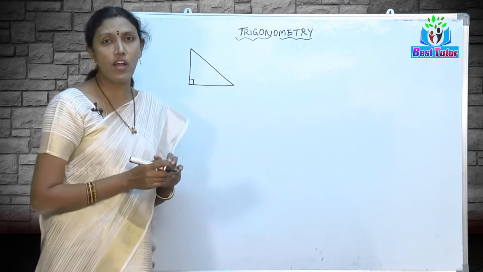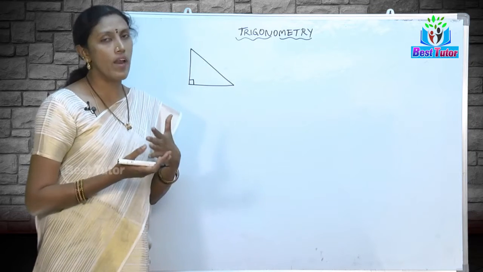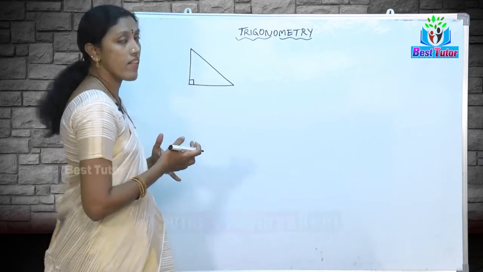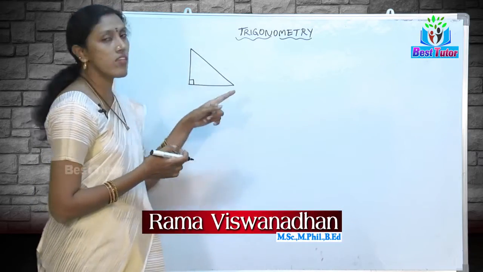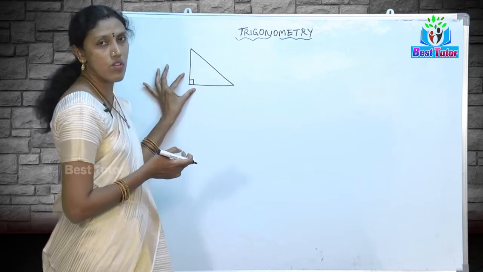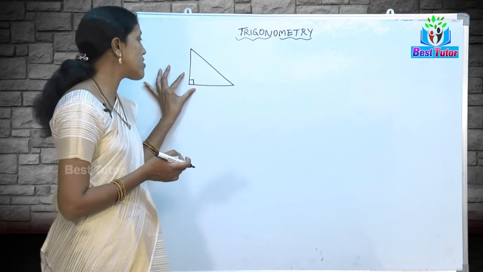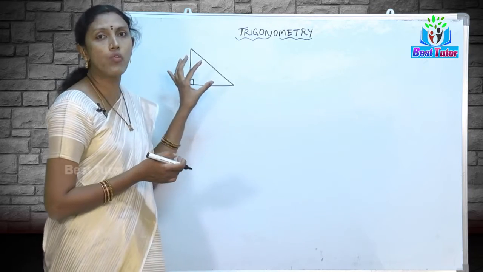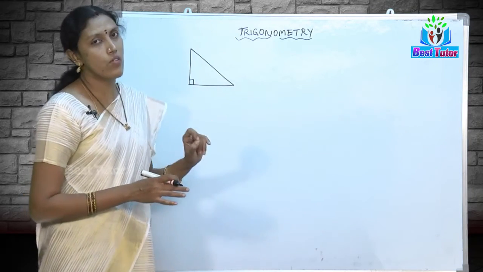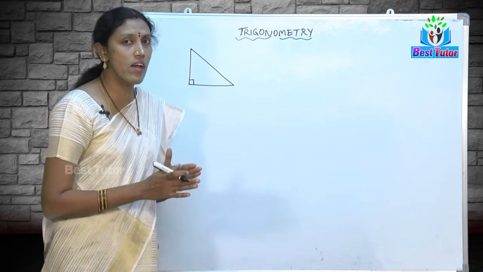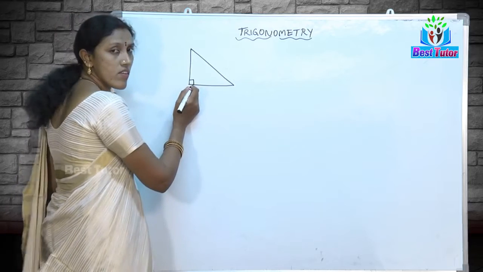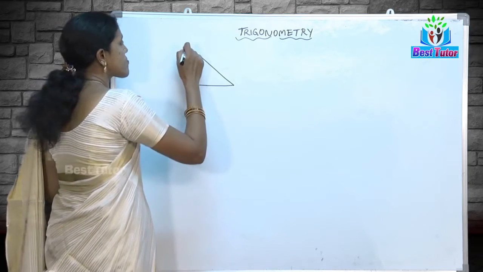Can a triangle have more than one angle whose measure is equal to 90 degrees? No, it's not possible. The reason is the sum of the angles of a triangle is equal to 180 degrees. So if we have one angle whose measure is 90 degrees, then there cannot be another angle of 90 degrees. So these two angles should be acute angles, that means their measure should be less than 90 degrees. So this is a right angled triangle. This is the 90 degree right angle.